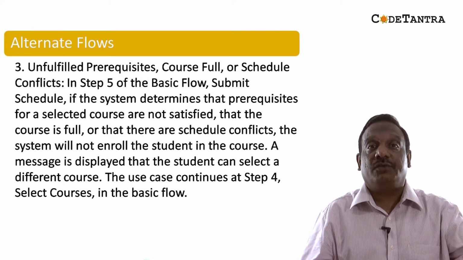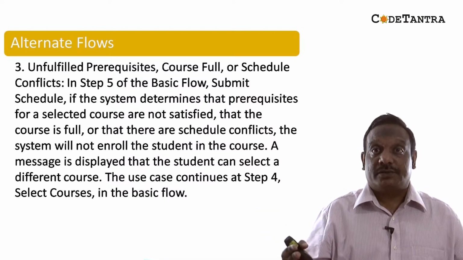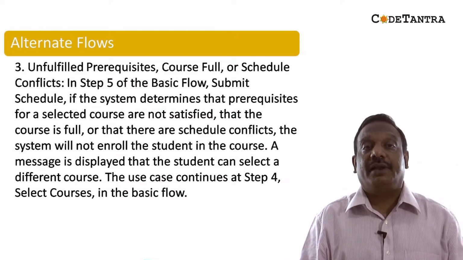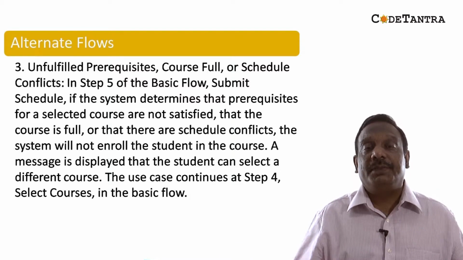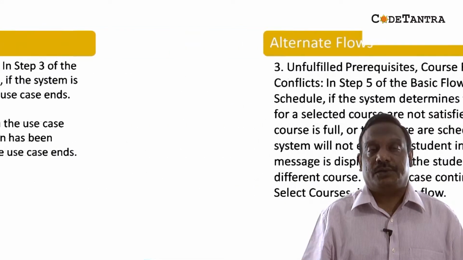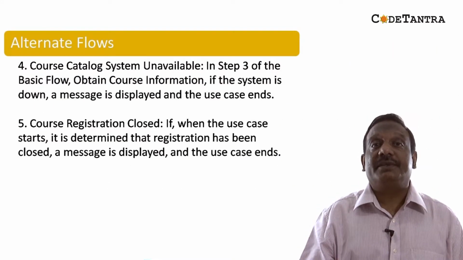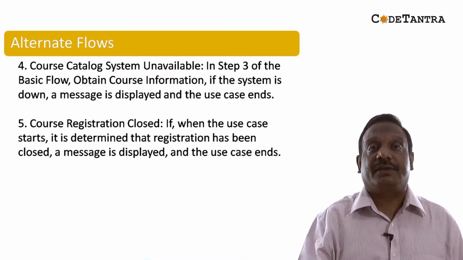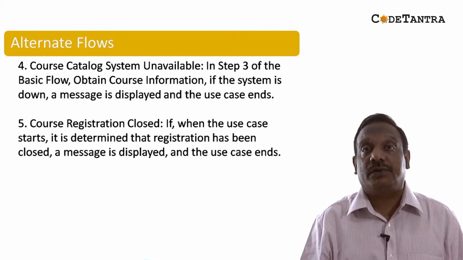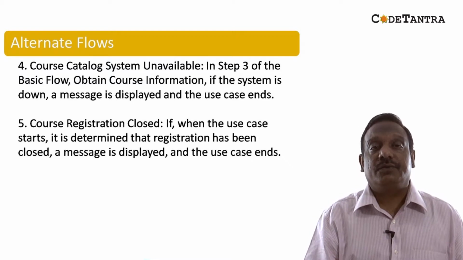There are 3 scenarios in which this can happen: the course is full, unfulfilled prerequisites, or schedule mismatch. Based on these 3 steps, it cannot be continued. The fourth alternative is that the course catalog system is unavailable. In step 3 of the basic flow, obtain course information. If the system is down, a message is displayed and the use case ends. That is another alternative that can happen.